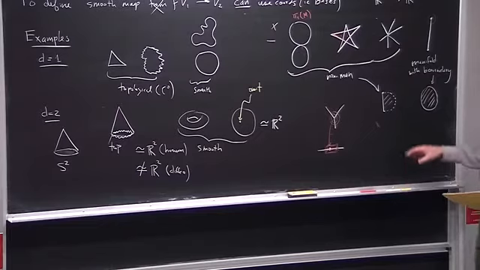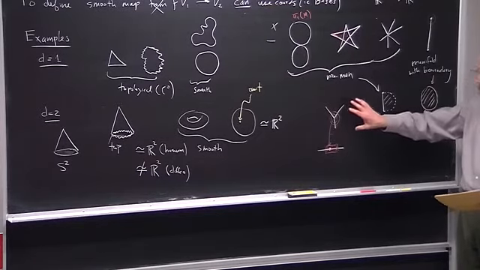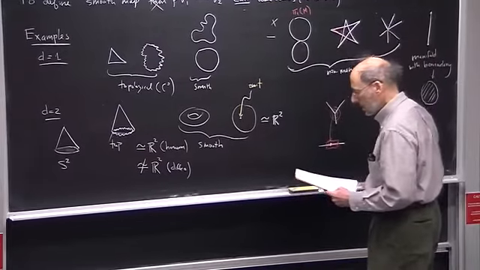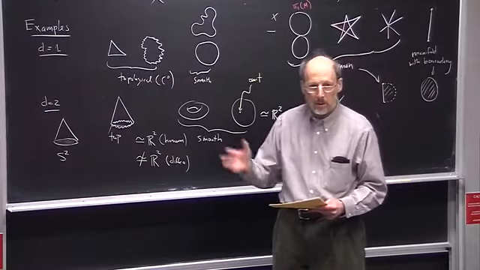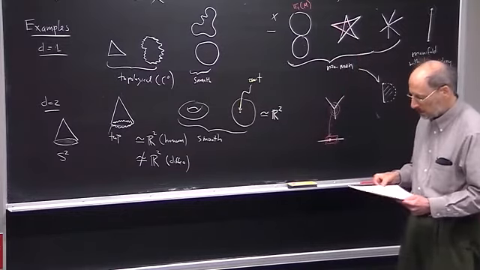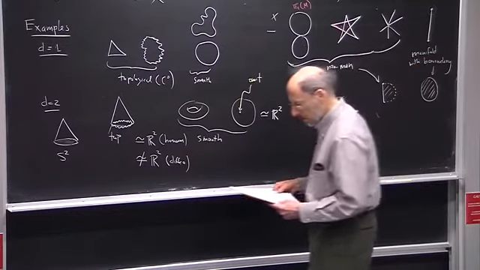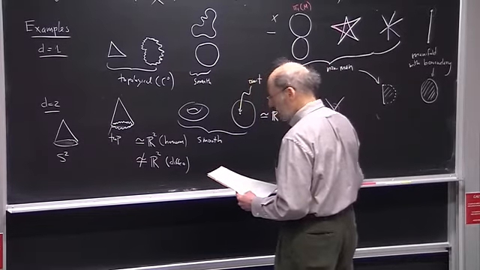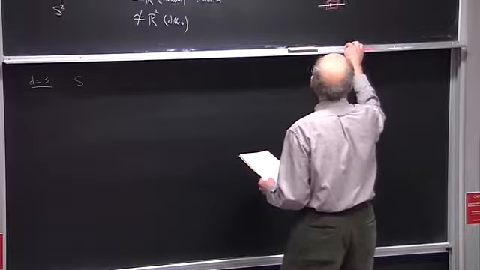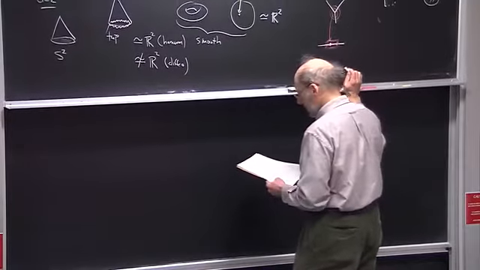Generally you have to find some property that one space has and the other doesn't, because it's pretty hard. You can't survey all the possible homeomorphisms. There are just too many, infinitely many of them. Okay, so I was asking for a definition of some three-dimensional manifold, and some suggestions for three-dimensional manifolds.